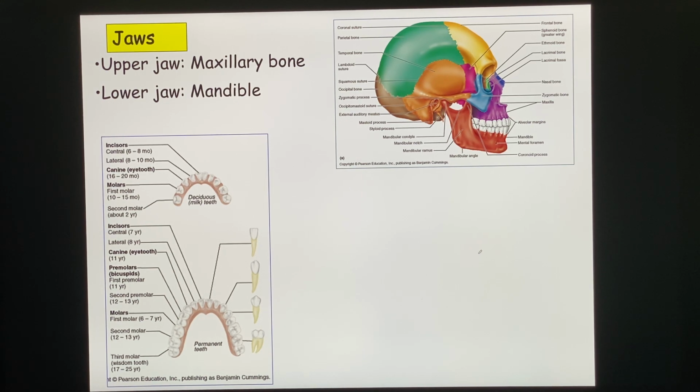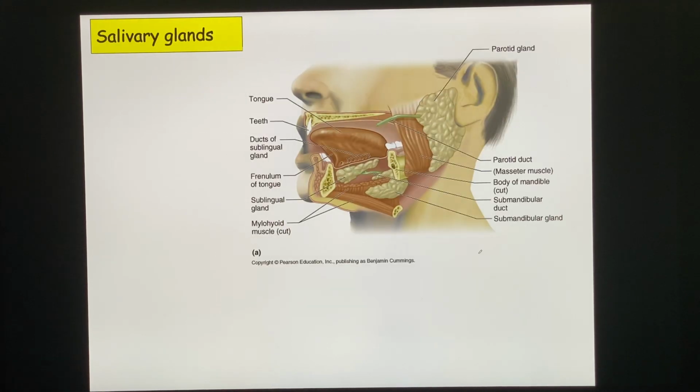You know way better than I do about the different types of teeth we have. So let's move on to the salivary glands. Again, you know the different types of salivary glands. There are major salivary glands and minor salivary glands.